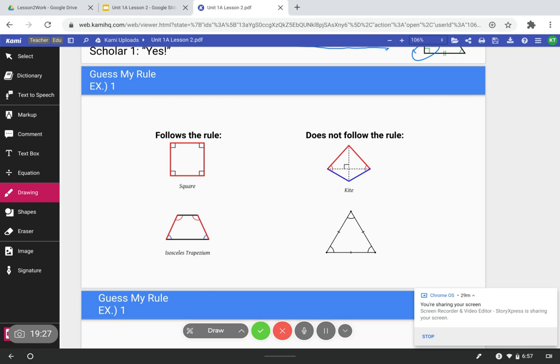Oh, I need to address something very quickly. This name is the British name for it. But this is just a trapezoid.